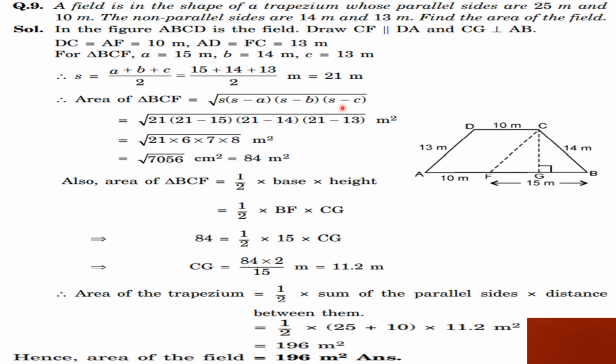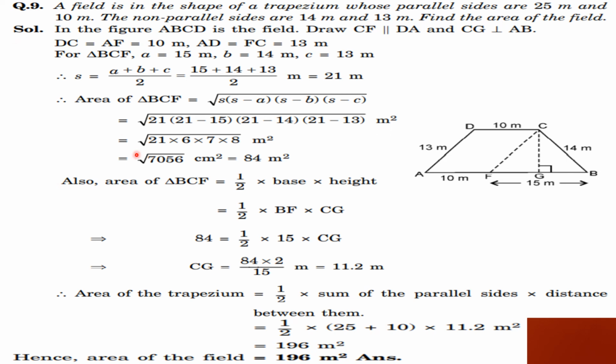Into S minus C. So what is S here? 21 minus C is 13. So we wrote like this, in meter square. Understood this step, children?